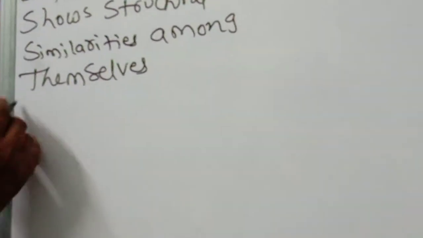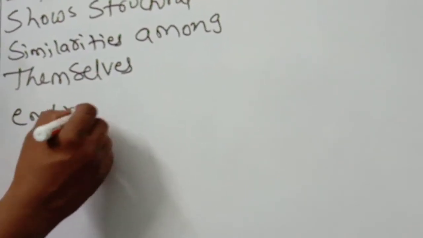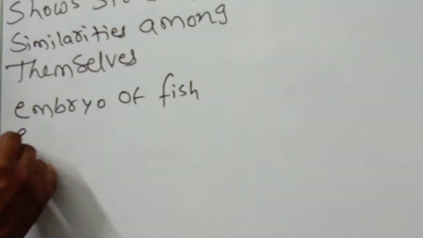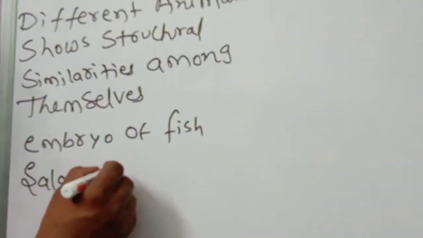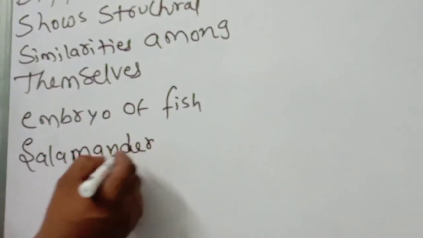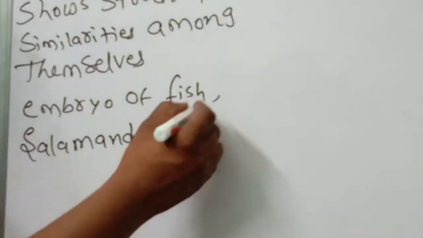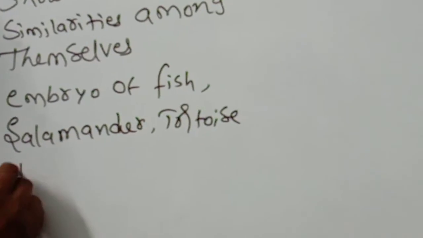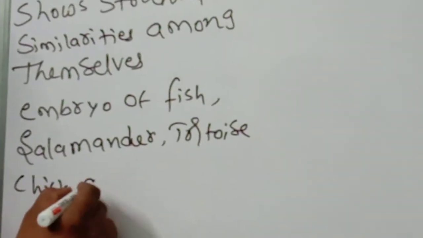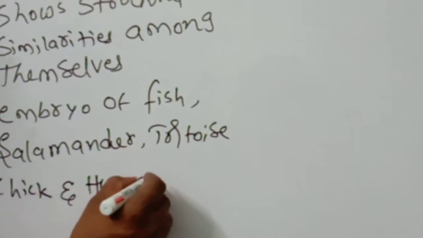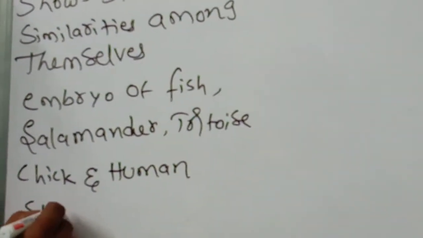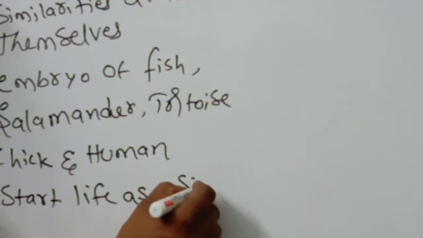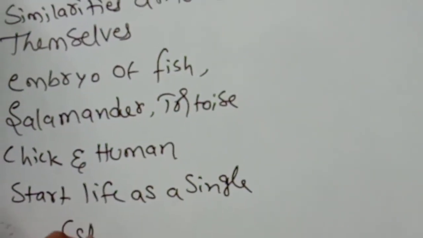So, for example, the embryo of fish, salamander, tortoise, chick and humans start life as a single cell. So that is what you call the theory.